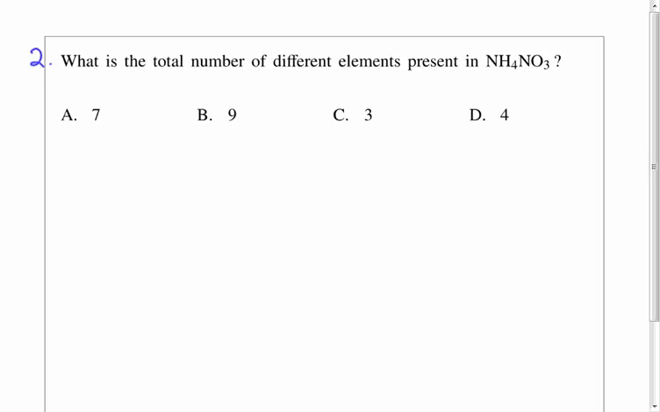For question 2, same thing. We want to find out how many different elements are present. We have nitrogen in 2 different places, so that will only get counted once. And then we have hydrogen and oxygen. So again, we have a total of 3.